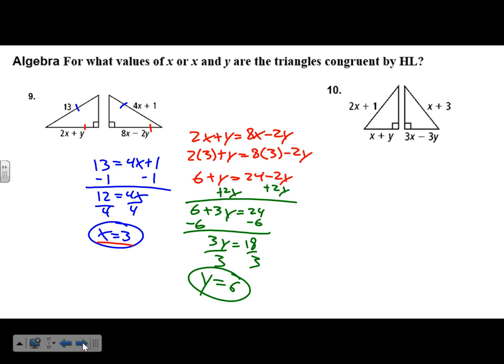Same thing as the next one. The hypotenuse has to be congruent, so we have 2x plus 1 is equal to x plus 3. So we have x plus 1 is equal to 3. x is equal to 2.